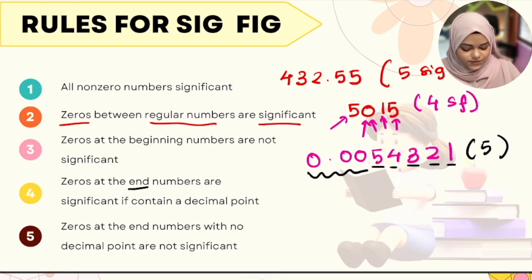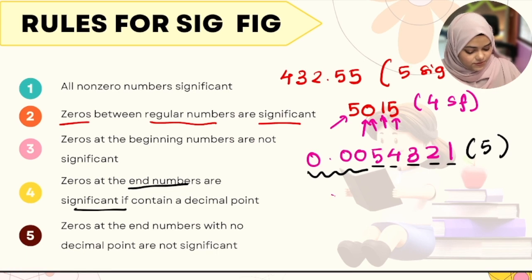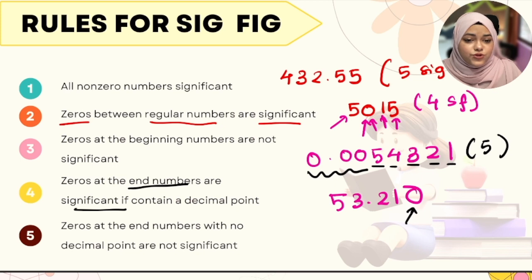Number 4, zeros at the end of a number are significant if they contain a decimal point. So if we look at the zeros at the end, let's say we have 53.210. We have a zero at the end here, but to know whether it is significant or not, we gotta check if there is a decimal or no decimal. In this case, we have a decimal. So when we have a decimal, the zero at the end is significant.